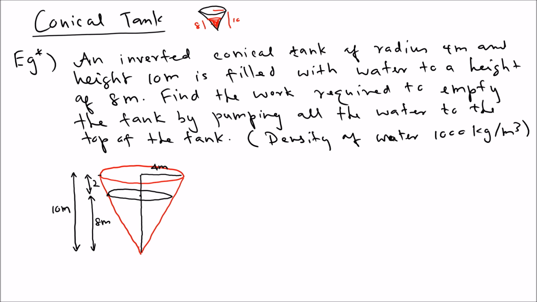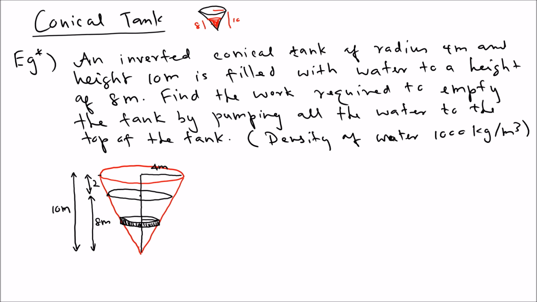That's 2. Now what we're going to calculate is the work needed for a thin, small slab. So let's mark that. I'm going to consider a small slab here. That's a really tiny slab. What we're going to do is calculate the work needed to pull this slab to the top. We pick a small slab and calculate the work needed for that slab.